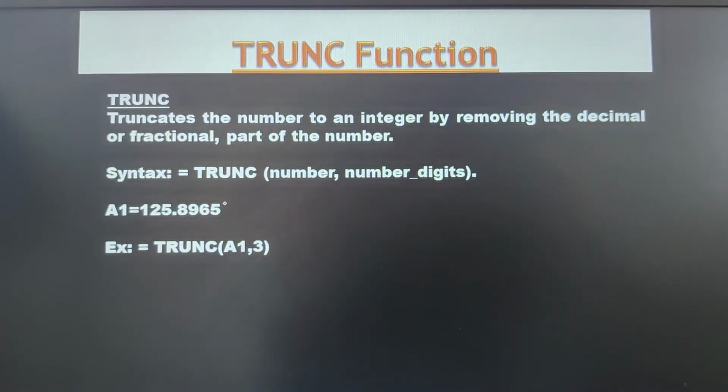What is the use of this trunc function? Suppose I have a number like 99.9999, like that, up to 5 digits, but I don't want to keep so many digits after the decimal point. I just want to keep hardly 2 digits after the decimal point. Then you can use the built-in function called trunc. So trunc is a function that truncates. That means it reduces the number to an integer by removing the decimal or fraction part of the number.